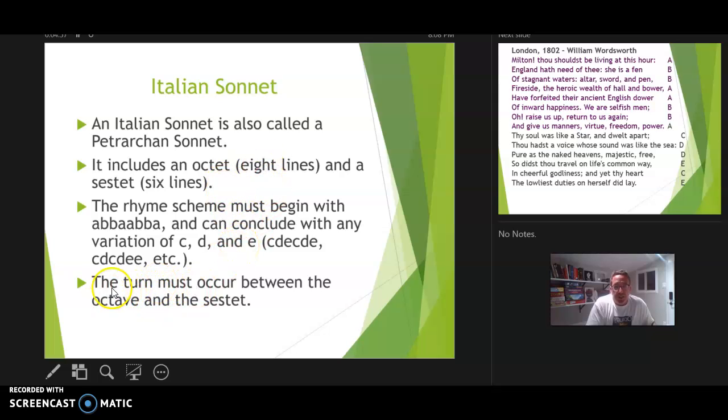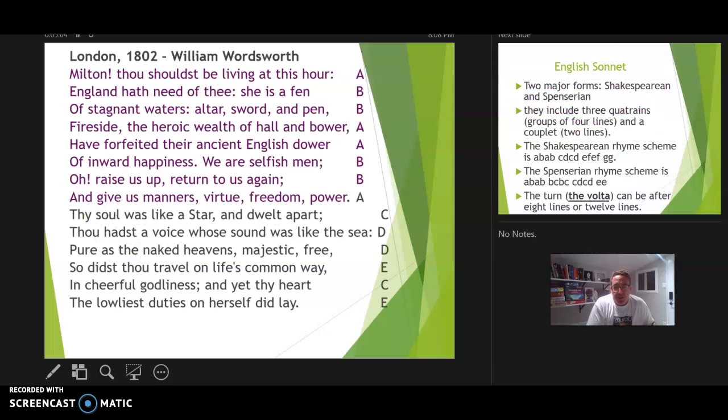Okay? And of course, as I said, the volta, the turn, occurs between the octet and the sestet, so the beginning of the sestet. So let's see an example so I don't confuse everybody further.